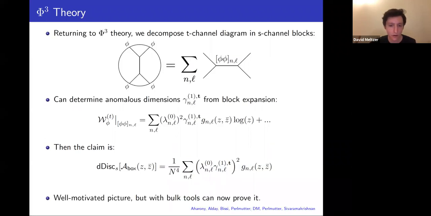And I think this is a well-motivated picture, and this was the picture people used in a study of getting AdS loops from the boundary CFT. But now we have bulk ways of doing computations, so we can prove this and also extend this picture to higher loops.